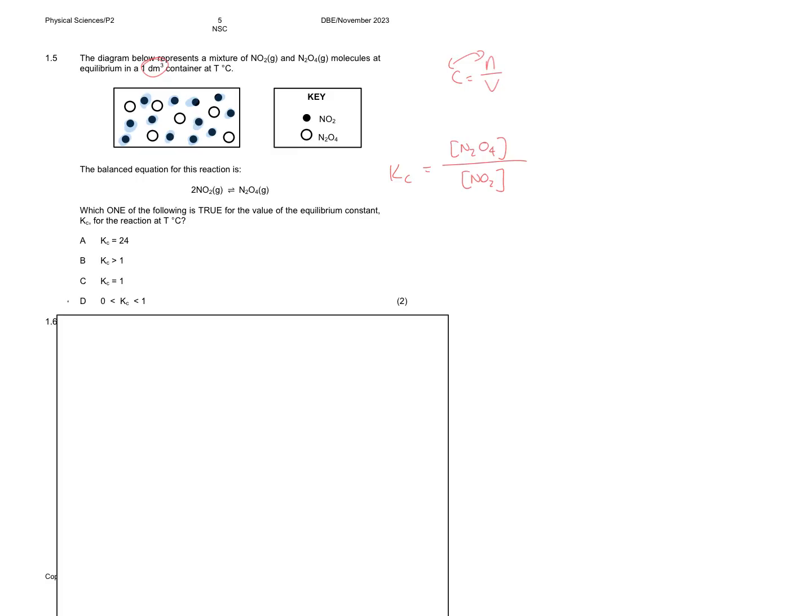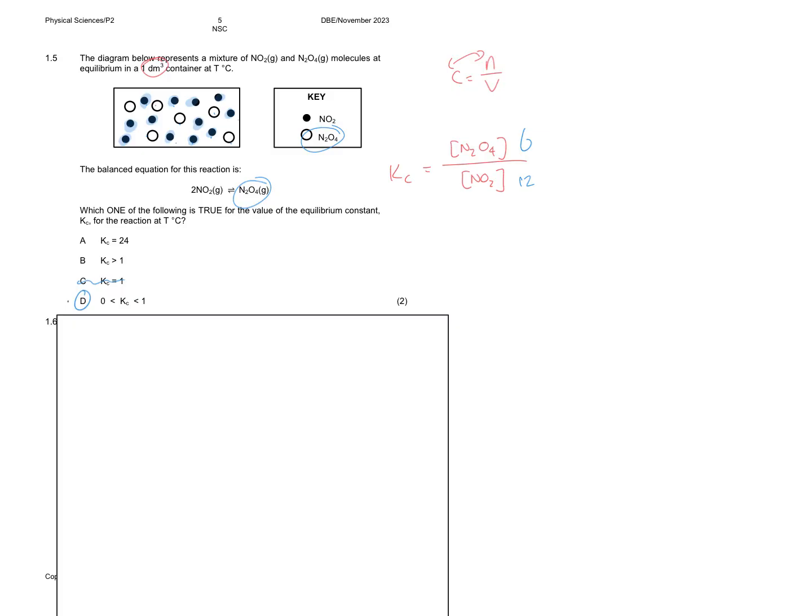But NO2, I've just counted now, 1, 2, 3, 4, 5, 6, 7, 8, 9, 10, 11, 12. There's 12 of those, and there's 1, 2, 3, 4, 5, 6 of those. 6 over 12-ish, it's going to be less than 1. It must be D. So 6 over 12 is going to be less than 1. It's a half. Basically, there's less product in this reaction than there is reactant. So because there's more reactant, the Kc is smaller. It's less than 1. So basically, this would not really be an option.